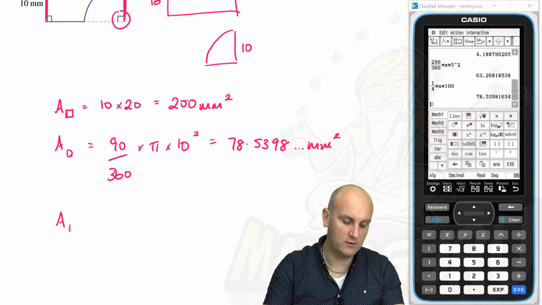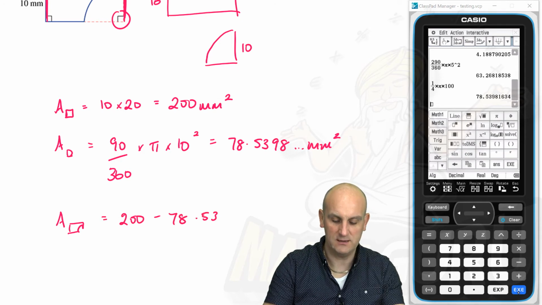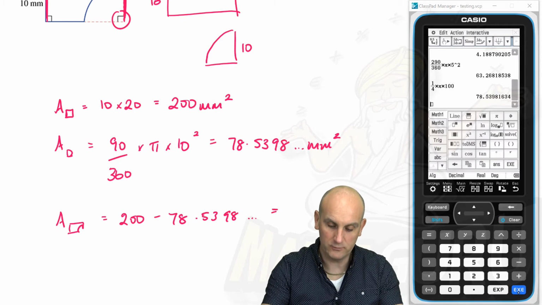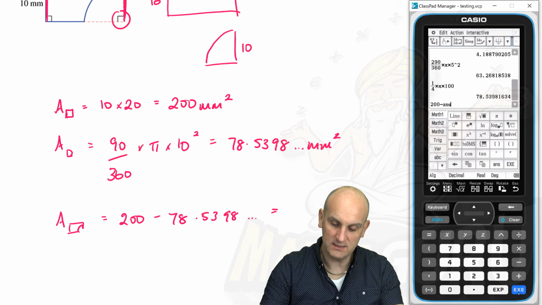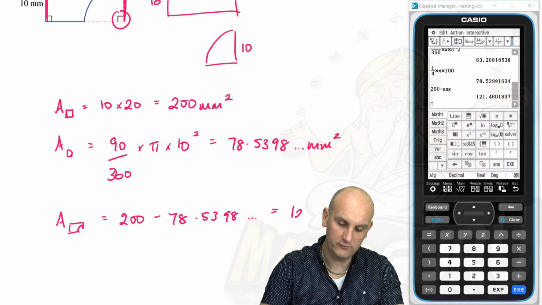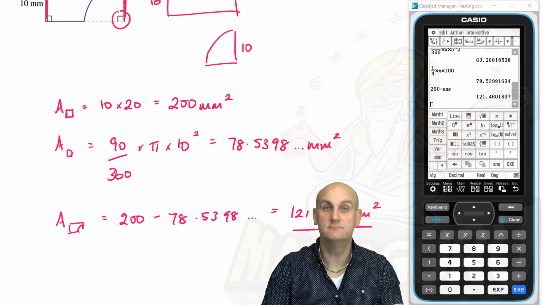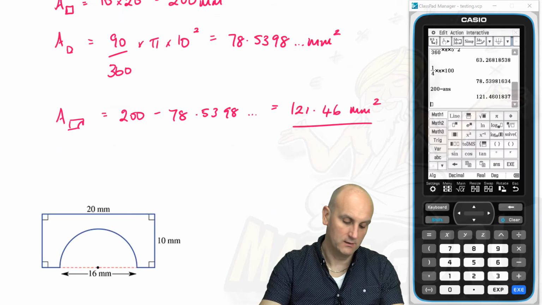So the area of my composite shape, which looks roughly like that, is 200 minus 78.5398... equals, so 200 minus my previous answer is going to give me 121.46 millimeters squared, and now I'm going to round it. Job done. What about this one here?